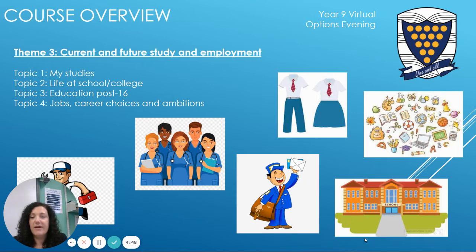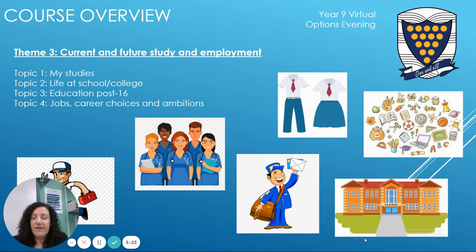So the first 2 topics are basically things that you study. So we talk about giving opinions about all the different school subjects. And then topic 2 is more to do with school in general, so what your school's like, what facilities there are, what the uniform is, what the rules are. And then we go on to talk about study after GCSEs, so plans for the future, college, A-levels, apprenticeships, all those sorts of things. And then go on to talk about what job you might like to do in the future. So that one is all about jobs and school.